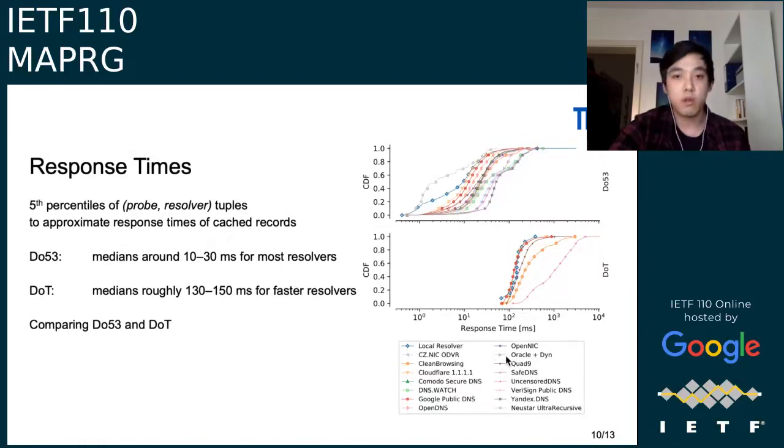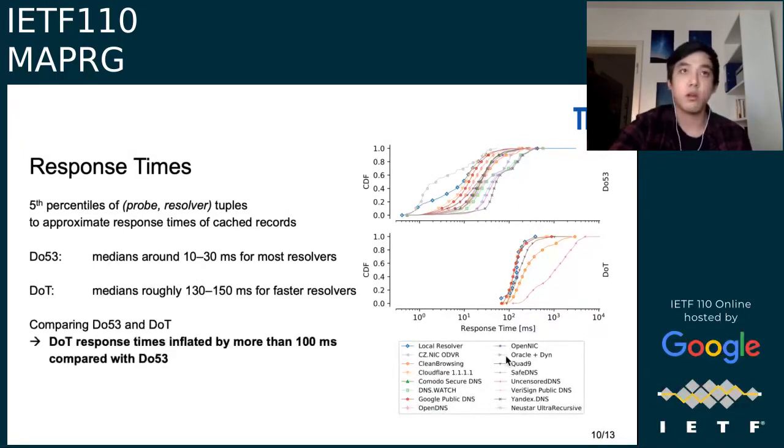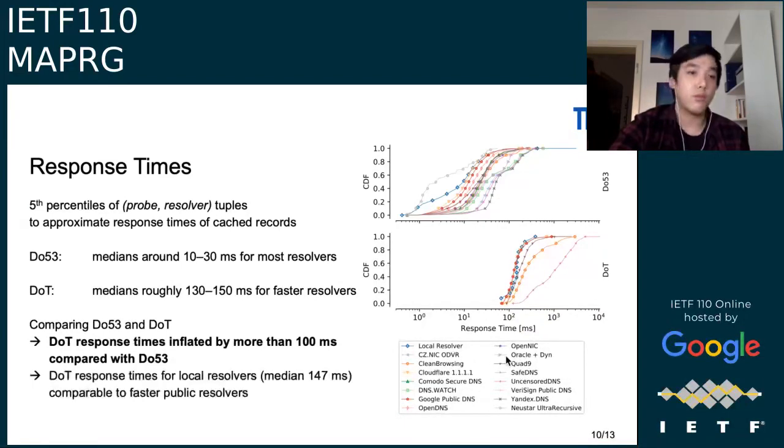So when comparing both of these, we can see that the response times for DOT are higher by more than 100 milliseconds when compared to traditional DNS, mostly due to the connection and session establishment. And before we saw that local resolvers have more failures than public ones for DOT, but in this case, the response times are actually somewhat comparable for these two types of resolvers.